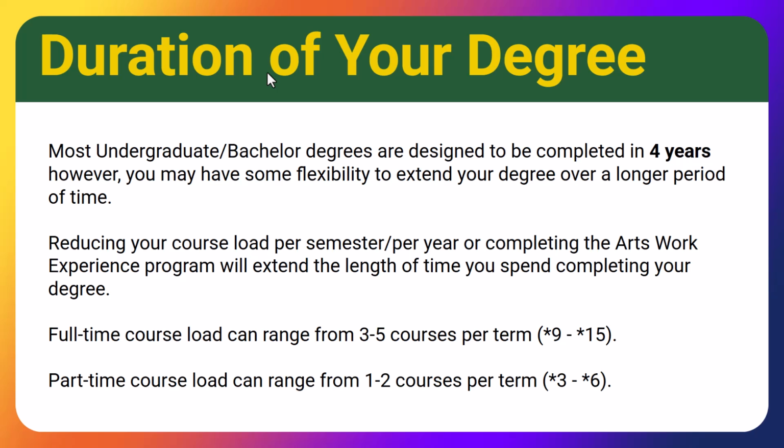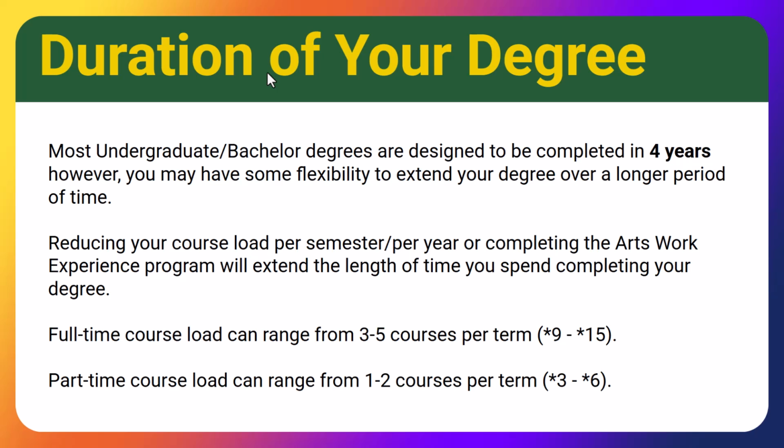For the duration of your degree, most undergraduate or bachelor degrees are designed to be completed in 4 years. However, you may have some flexibility to extend your degree over a longer period of time, reducing your course load per semester or per year, or by completing the Arts Work Experience program will extend the length of time you spend completing your degree. Full-time course load can range from 3 to 5 courses per term, so that's 9 to 15 credits. Part-time course load can range from 1 to 2 courses per term.